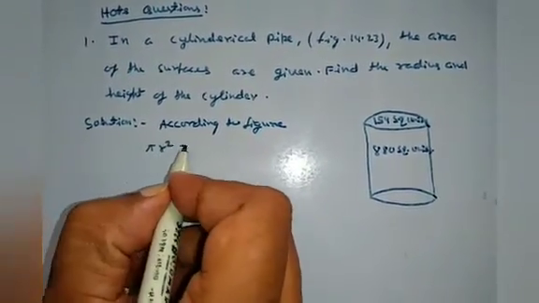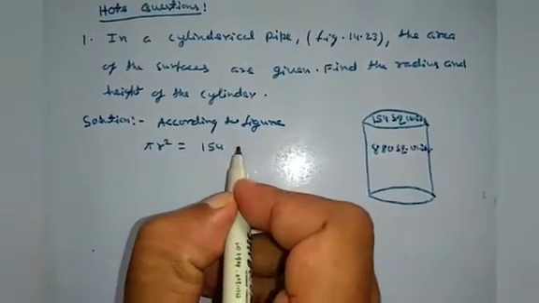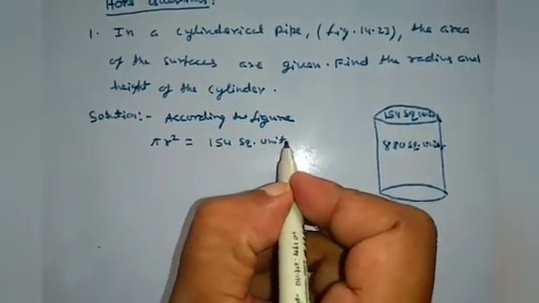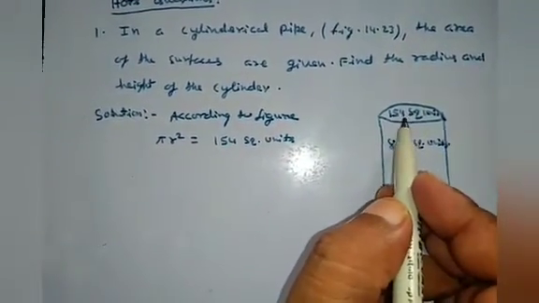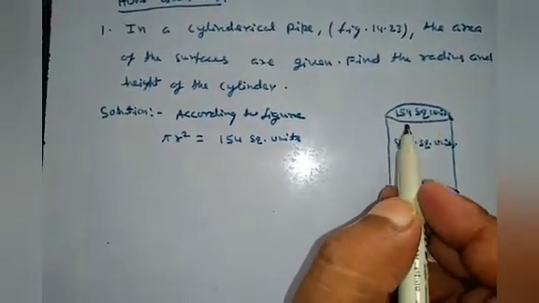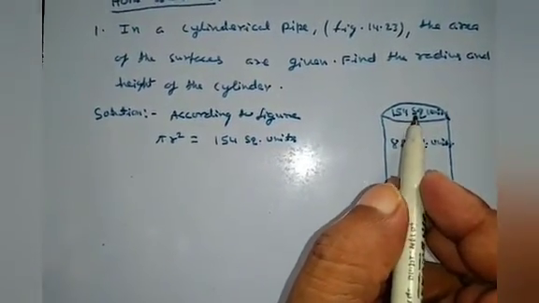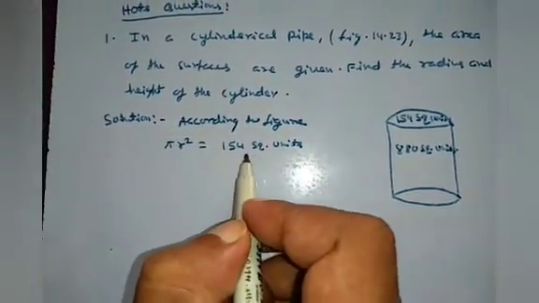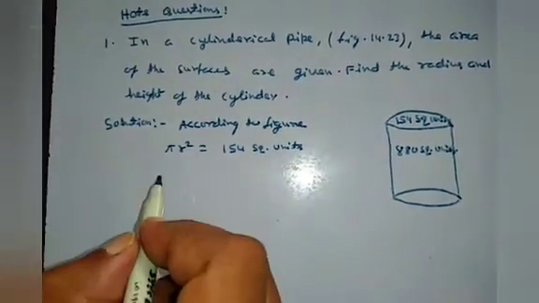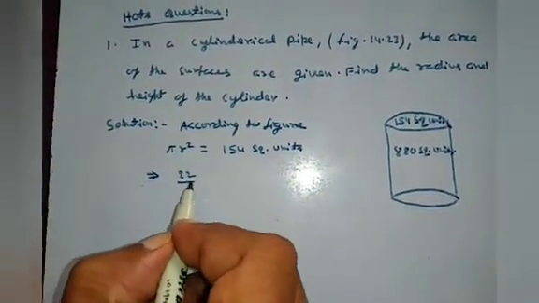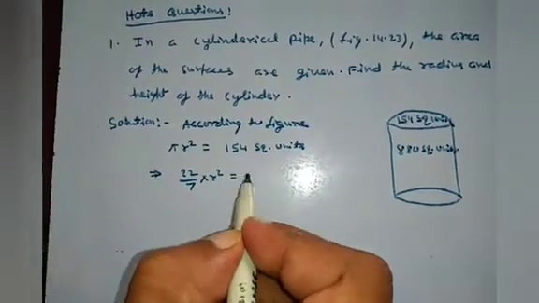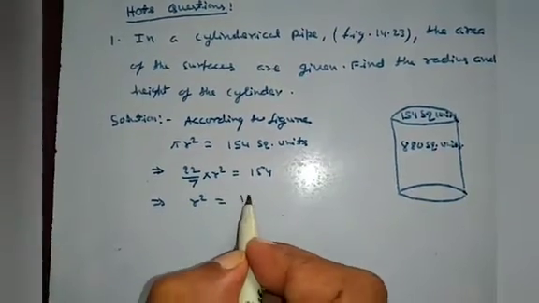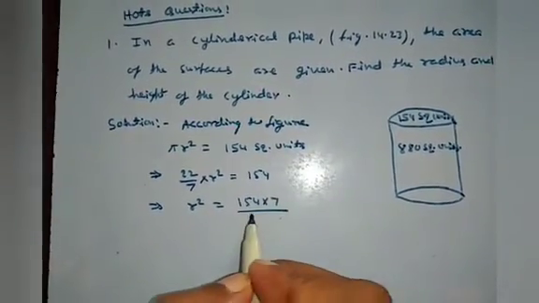pi r square equal to 154 square units. This is the circular top, and the area of this circular top is given. So pi r square is equal to 154 square units. Imply 22 by 7 into r square is equal to 154. So r square is equal to 154 into 7 by 22.